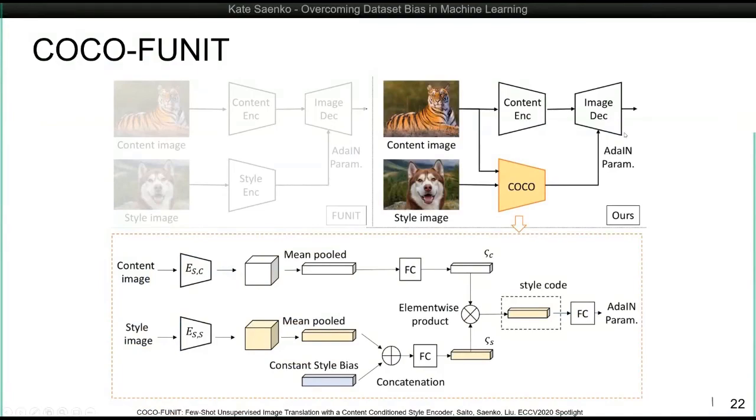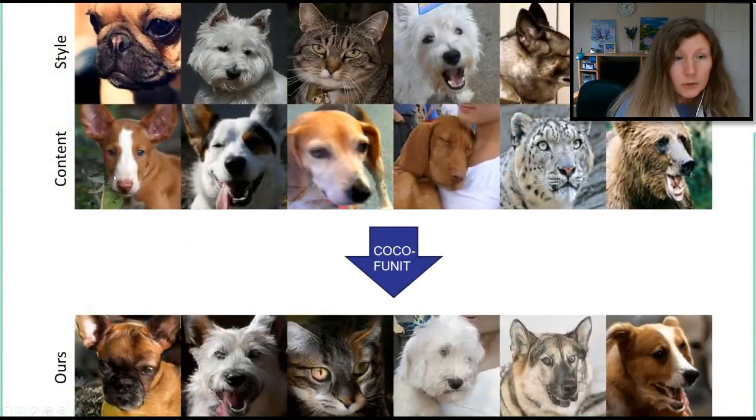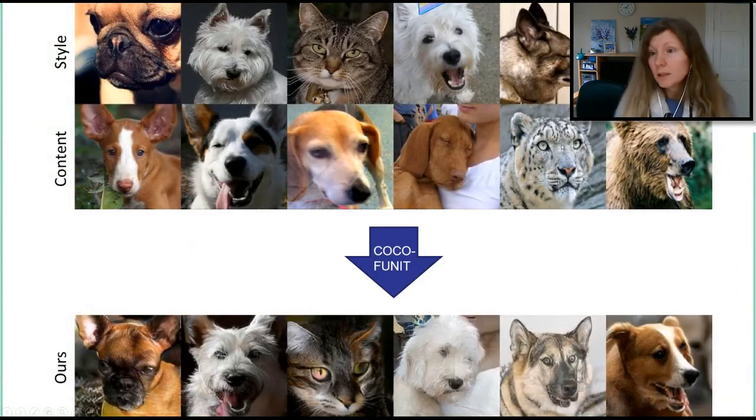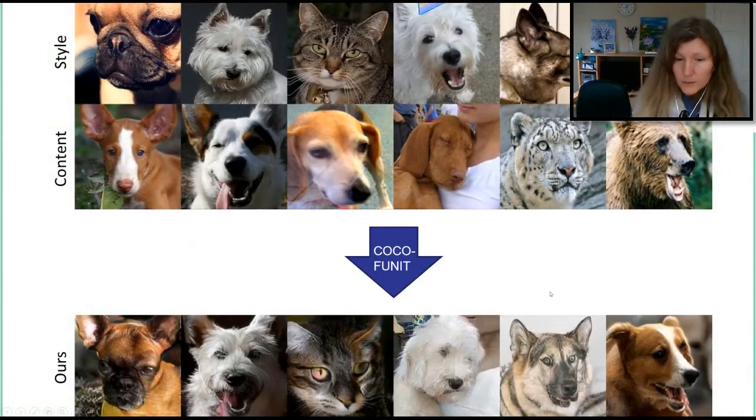Here are more examples. So we have the style image on the top and then the content image below it. And then the resulting generated image with our CocoFunit approach at the bottom. We can see that we're able to do this even using just a few, sometimes just one, image of the target domain here. The domain is a breed of an animal. So the pose is the same from the content image, but the breed is taken from the style image. So you can see how this is working quite well.